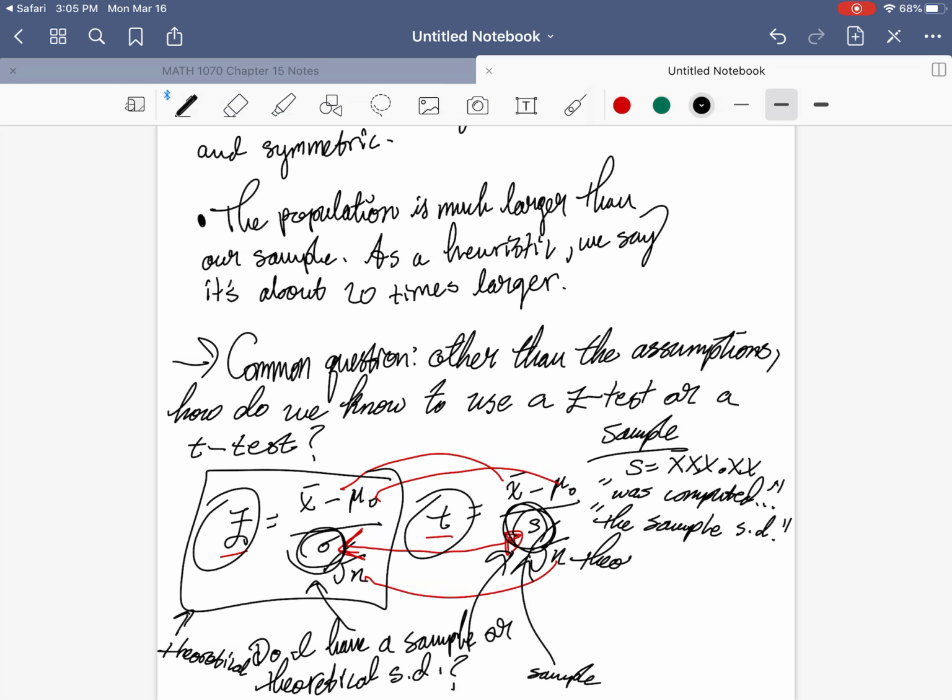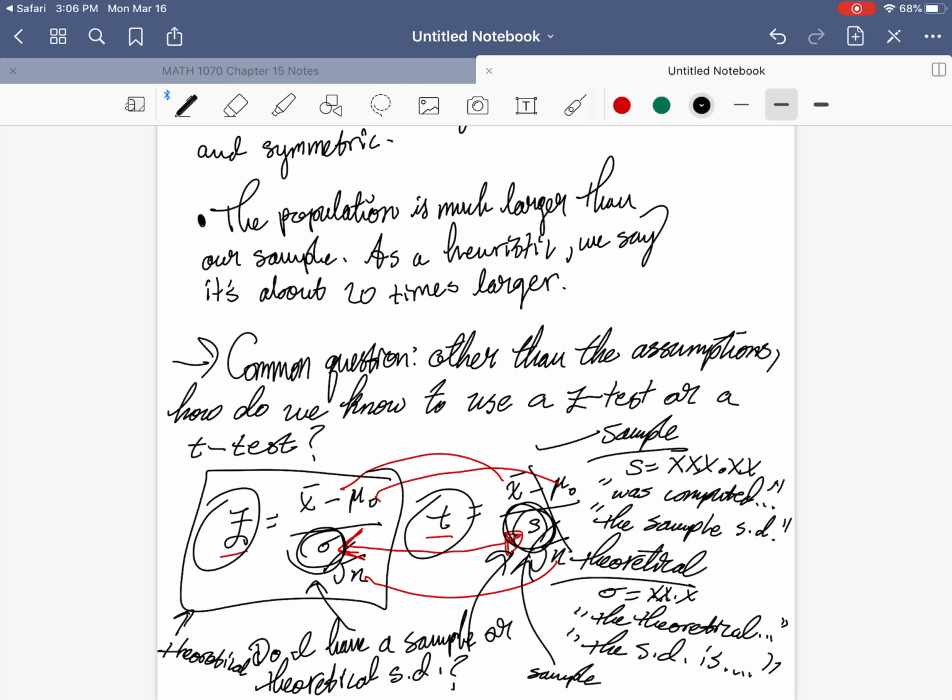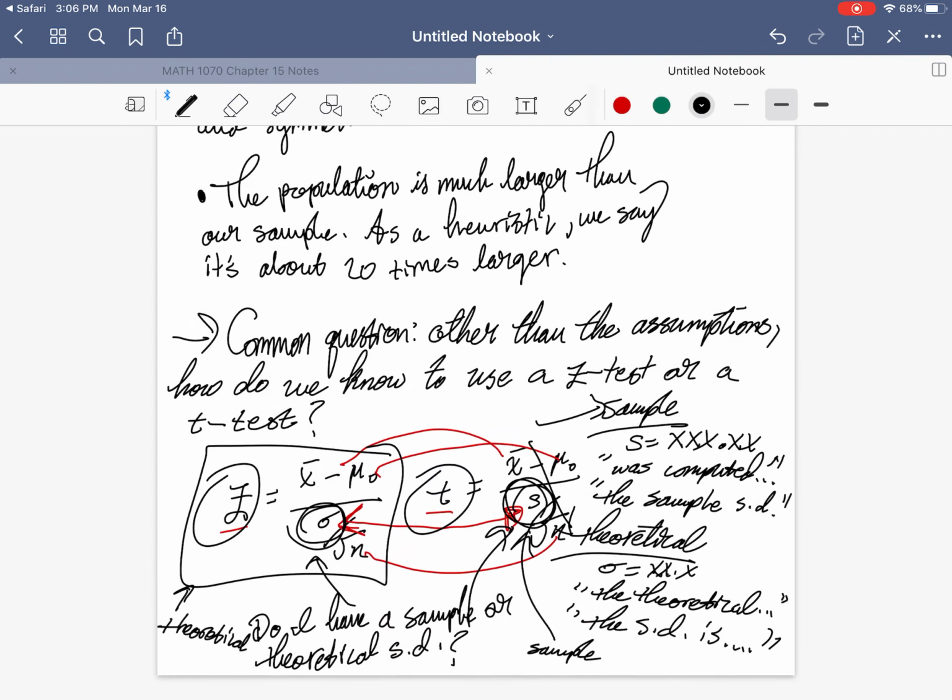For a theoretical, it'll say sigma is equal to, say, x dot x, or it'll say the standard deviation is some value. You have to have some indication somewhere in whatever context you're working with that you either have a sample or an accepted theoretical, and that's how you'll tell the difference, okay?